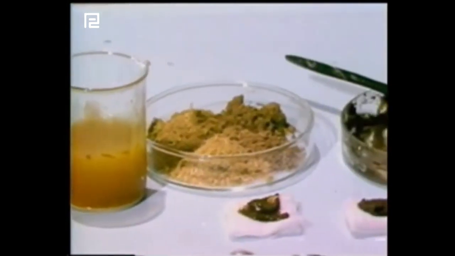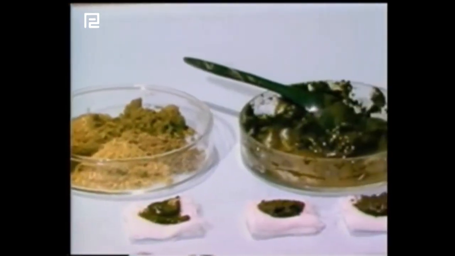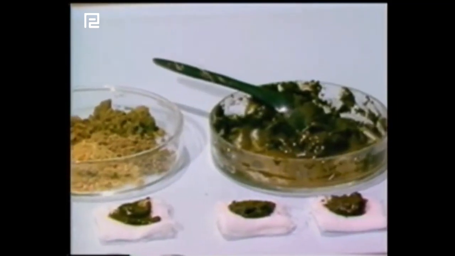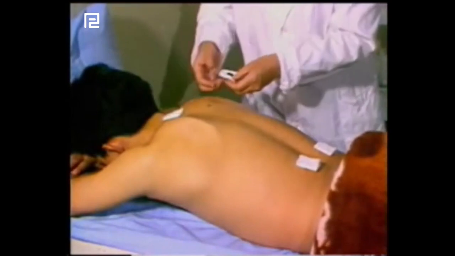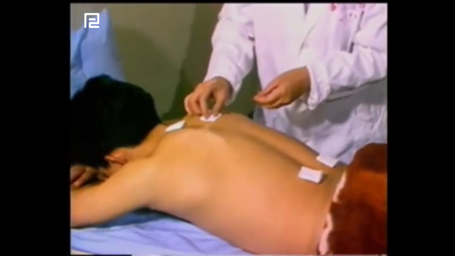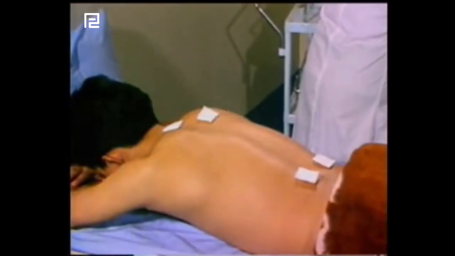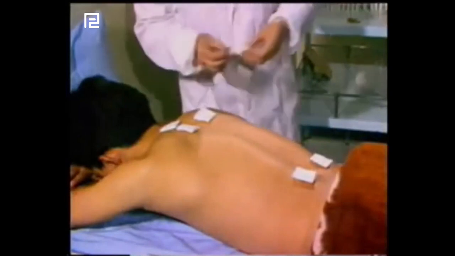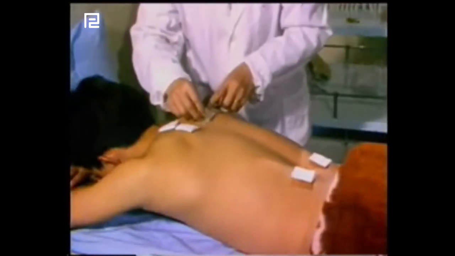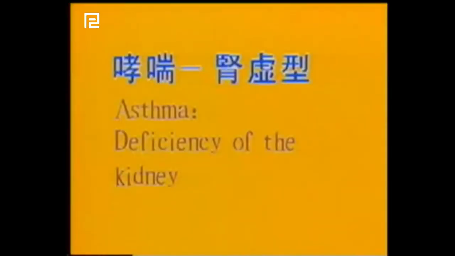Grind the herbs into powder. Mix with ginger juice until paste-like and make into a medicine cake of 2 centimeters in diameter. Apply the cakes to 大椎, 肺腧 and 皮腧 for 3 to 4 hours, and then remove. Treatment should be once every 10 days, with 6 times as a course of treatment.